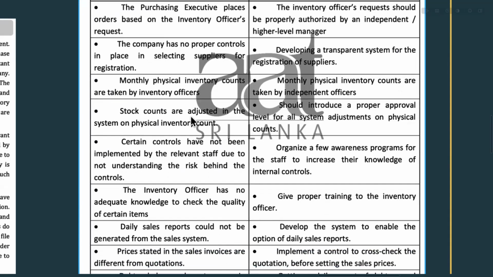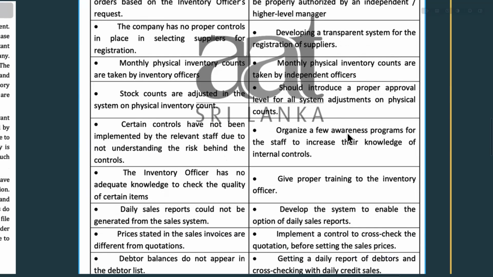And let's see, stock counts are adjusted in the system on the physical inventory count. We should introduce a proper approval level for all the system adjustments. Right? They should not be adjusted just on the physical inventory count. There should be an approval, to confirm whether that physical count is done correctly or not.